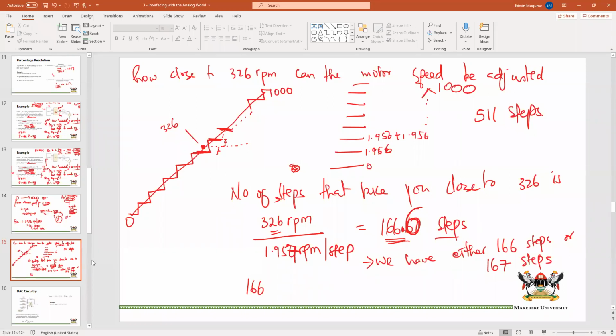So let us say 166 times our revolution is 1.957 gives us, and then 167 times 1.957 gives us 324.9. This one will give us 326.8.